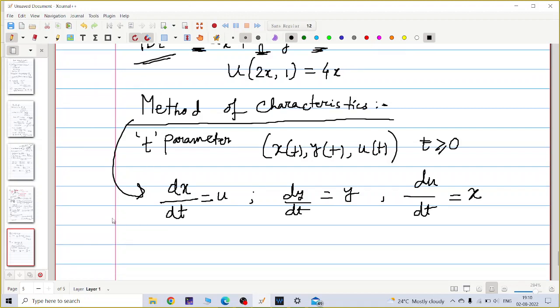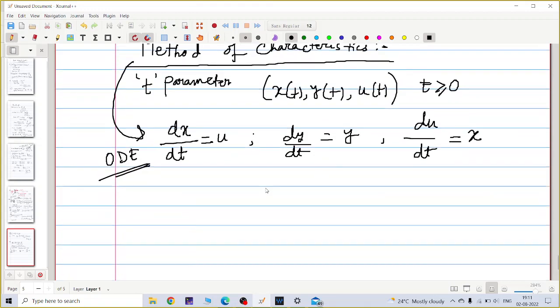And now I transform it into an ODE, a first order ODE. I just consider only the coefficients of u_x, u_y, and what is on the right-hand side, and I write dx/dt as the coefficient of u_x, dy/dt as the coefficient of u_y, and du/dt is x. Now I will solve this with the initial condition.